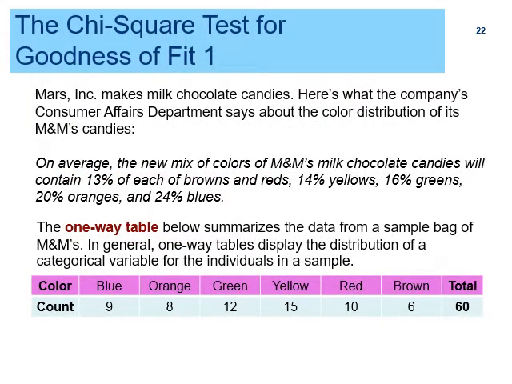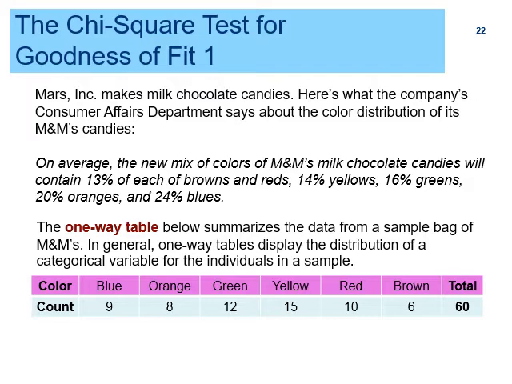Now chi-square test for goodness of fit. Mars makes milk chocolate candies. Here is what the company's consumer department says about the color distribution. On average, the new mix of colors will contain 13% each of brown and reds, 14% yellows, 16% greens, 20% oranges, and 24% blues. So the one-way table below summarizes the data from the sample bag of M&Ms.